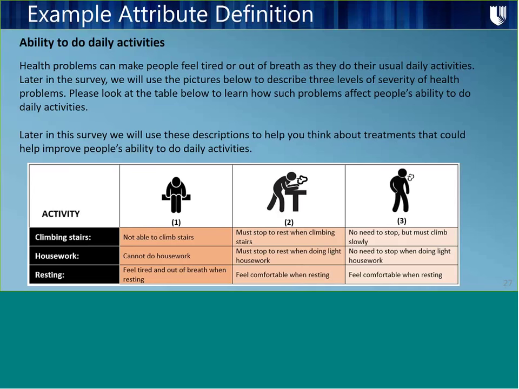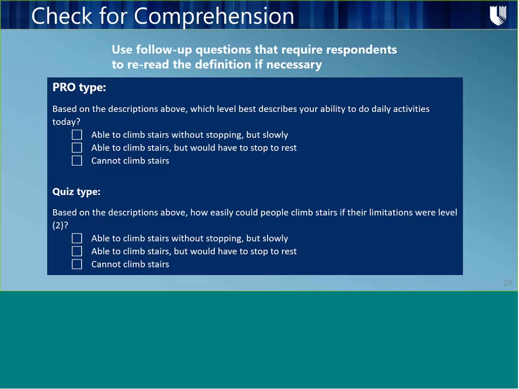Okay, here's an example that we use to represent physical functioning. In one study, we have a description at the top, describes people might feel tired, out of breath as they do their daily activities. Then we tell them that later they're going to use this information, so they really need to take in and try to absorb this information. So what we do is we can provide this table, but then we go through some additional questions to ask about their comprehension.